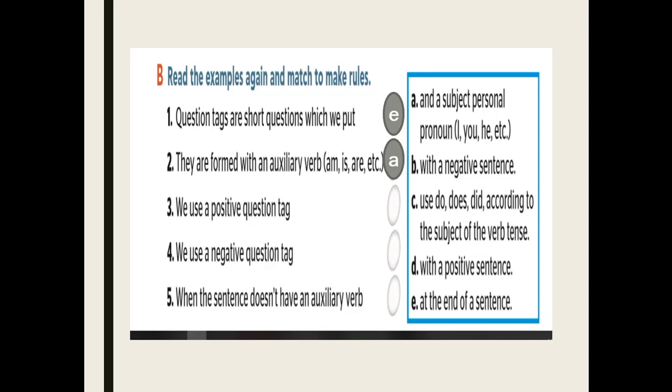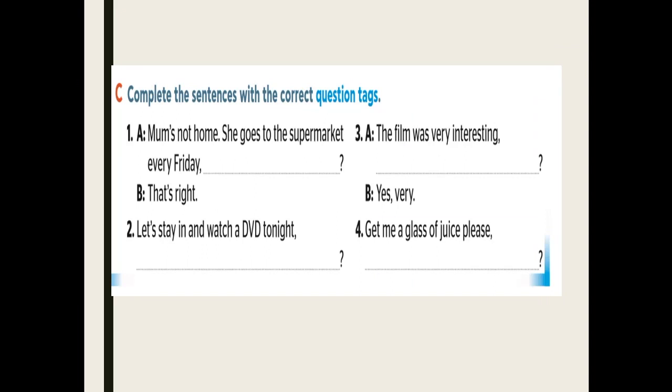Yes, we use a positive tag question with a negative sentence. That's right, positive and negative. We use a negative question tag with the positive sentence. And number 5, when the sentence doesn't have an auxiliary verb, right? We use do, does, did according to the subject of the verb.